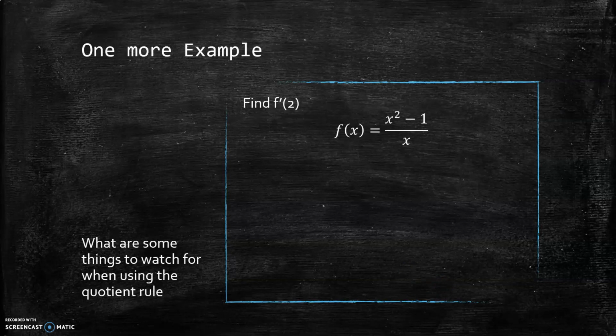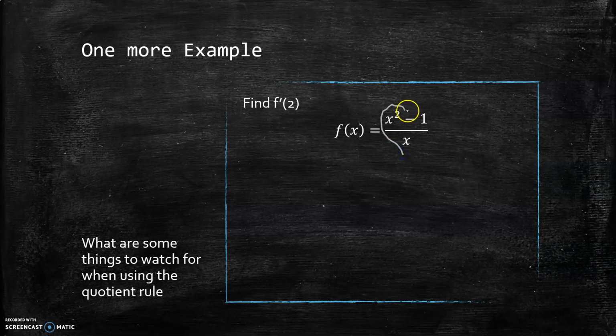Okay, here's our last example today. This is asking you to find f prime of 2. And the reason I put this on here is because I really want you to get used to thinking, do I have to use the quotient rule? Because the quotient rule can get to be a lot.